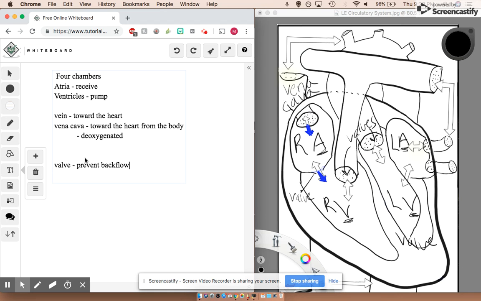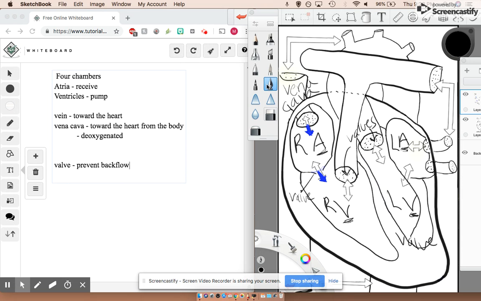As your heart is pumping, we want to make sure the blood goes in the direction that we want it to. We don't want it to flow backwards. That would cause things like a heart murmur, and it would cause damage. We want really the blood to flow in one direction.